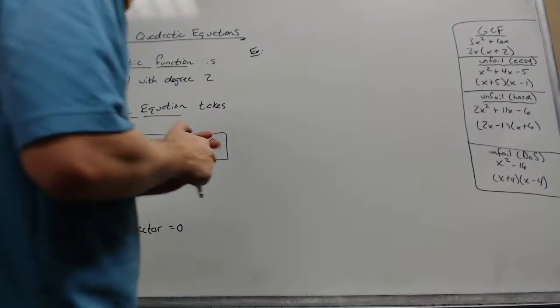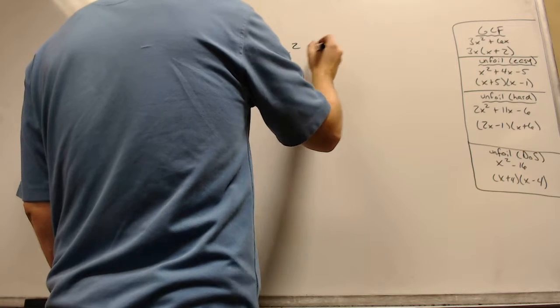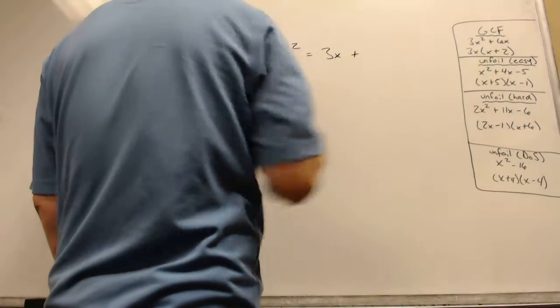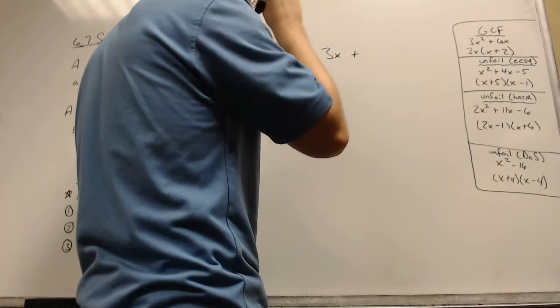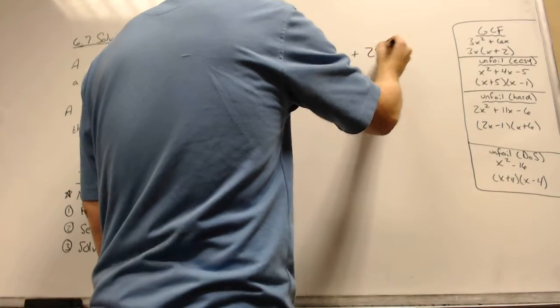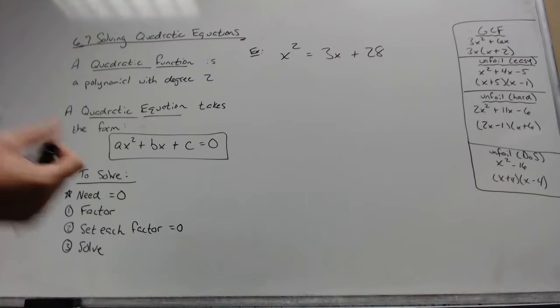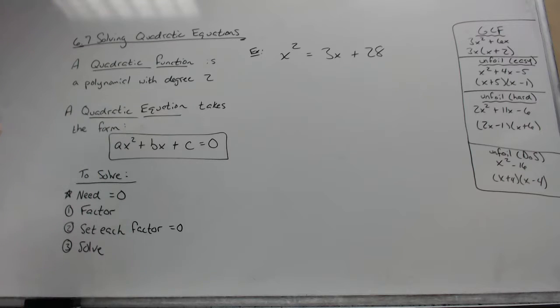We had x squared is equal to 3x plus 28. So a little bit different. You still get the sense of this quadratic form, but the issue is that it's not equal to 0. Right? But we have the skill set to make that happen.